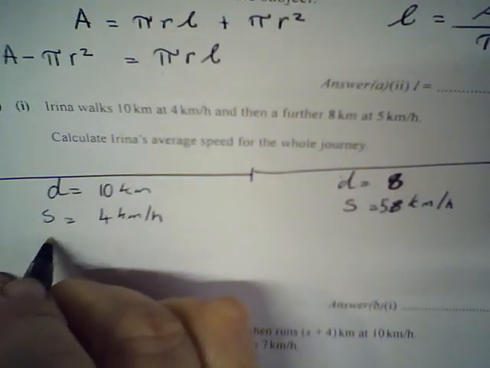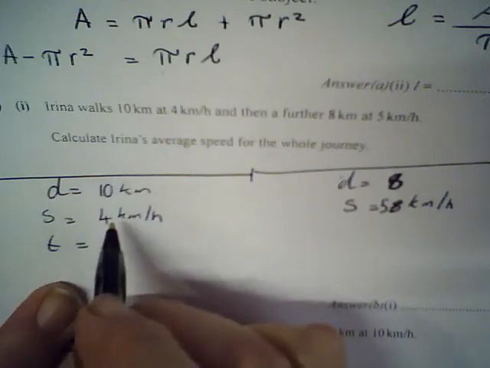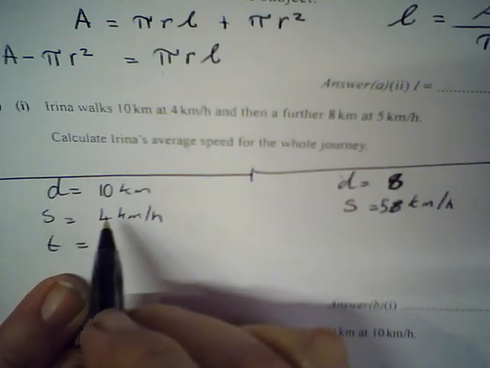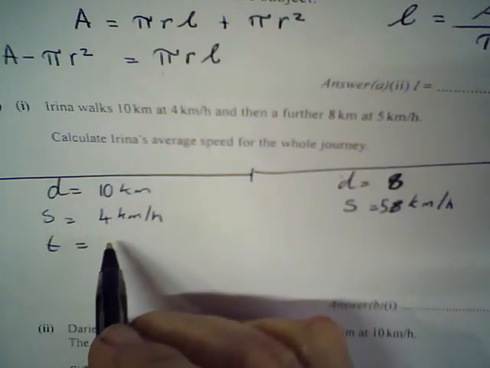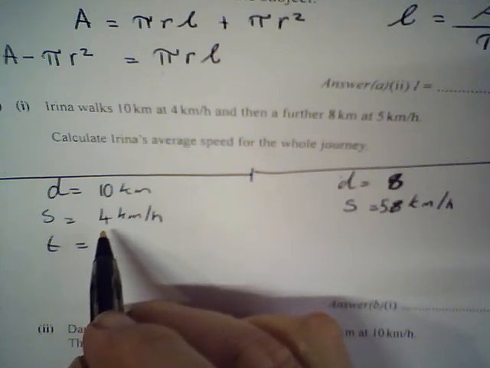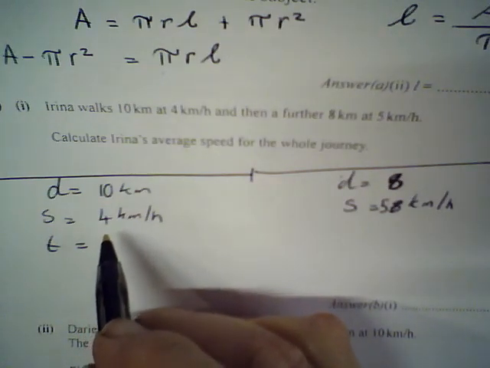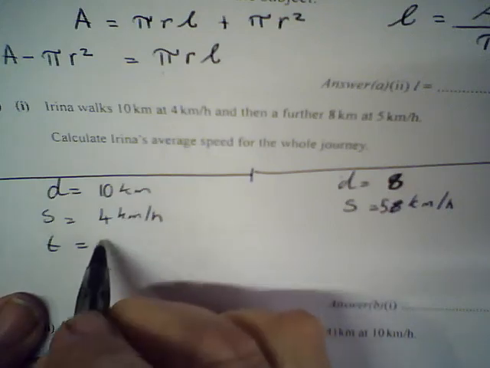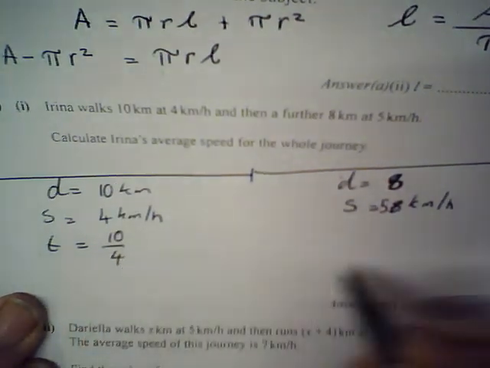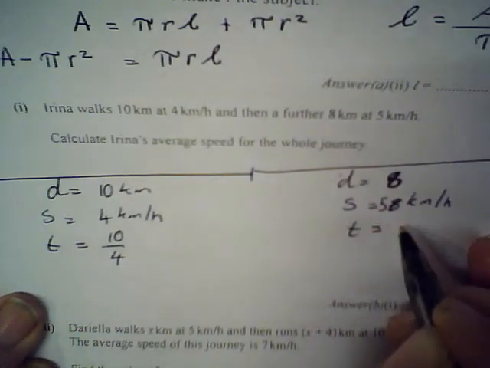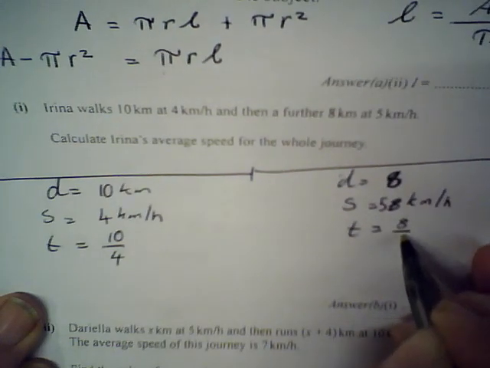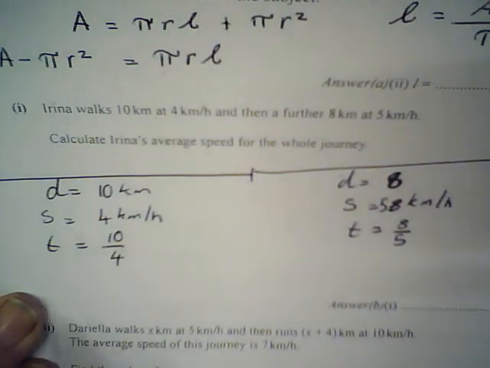Okay, so I've got to find time there. Time in that form: speed times time equals distance. So time would be, let me quickly check myself, 10 over 4, and time there would be 8 over 5, distance divided by speed.